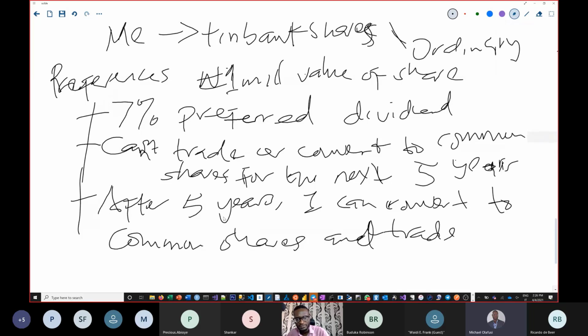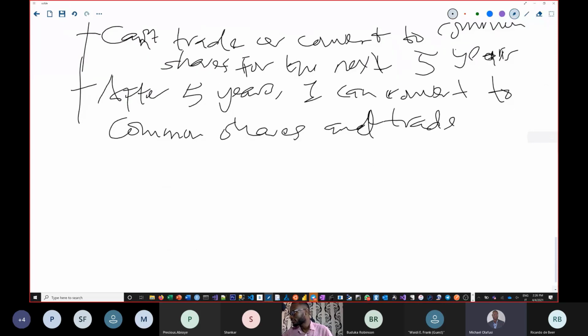But then you will not be able to come back and say, give me back all my money. And based on what I wrote here, I can't even trade it for the next 5 years. If I want to trade it, I will have to convert it first, which has a process. I will have to convert it to common shares before I can trade it, okay? Now, let's talk about the ordinary shares.